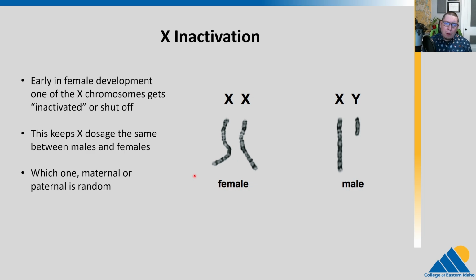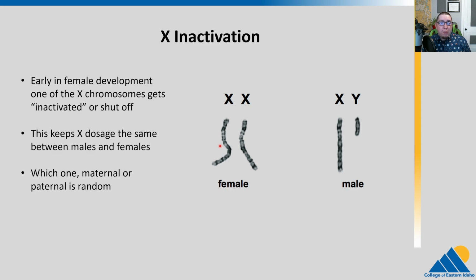This causes a problem, though, right? Because females are going to have 2 copies of the X, whereas males are going to only have 1. And as we've said, gene dosage can be a problem. So to keep the dosage of X's the same between males and females, an interesting process happens. This is called X inactivation.